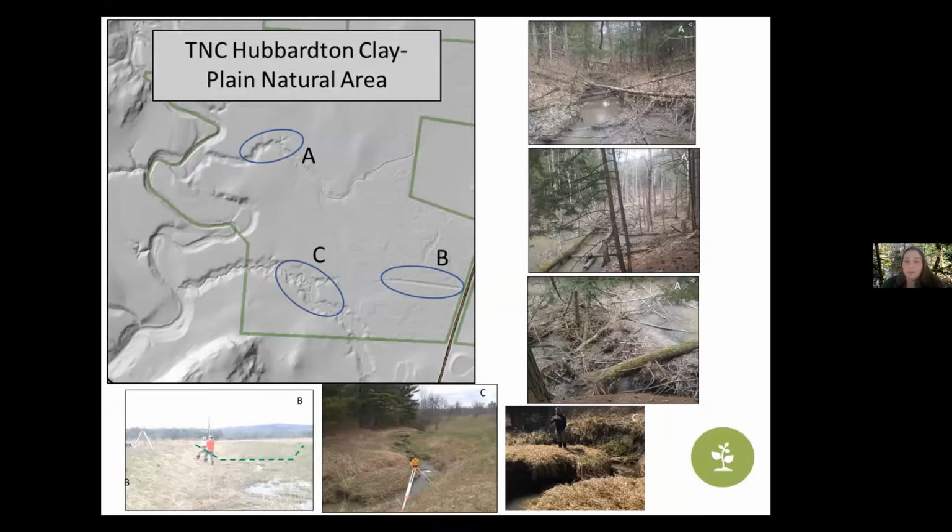This lighter imagery is from TNC's Hubbardton River Clay Plain Natural Area in West Haven, Vermont, and features 3 geomorphically different streams. So A is where beavers came in and drastically reduced the incision process in a ravine setting. You can see in the LiDAR where the widening and entrenching just stops suddenly, is connected to the floodplain, my bad. B is an inset floodplain that we built in 2008 downstream of a culvert.